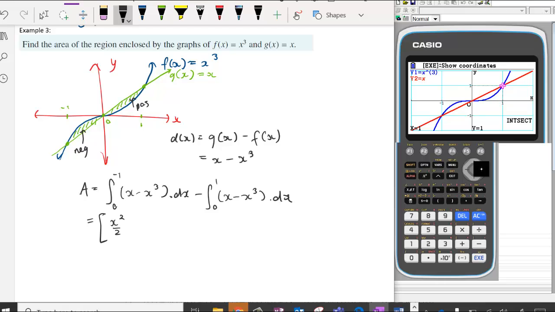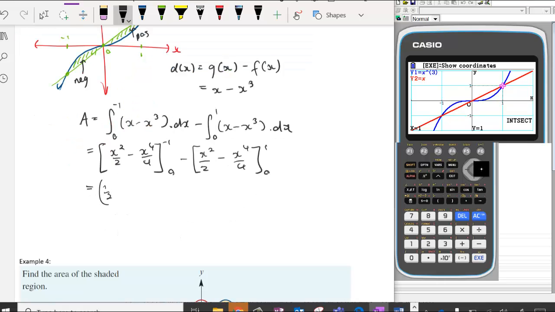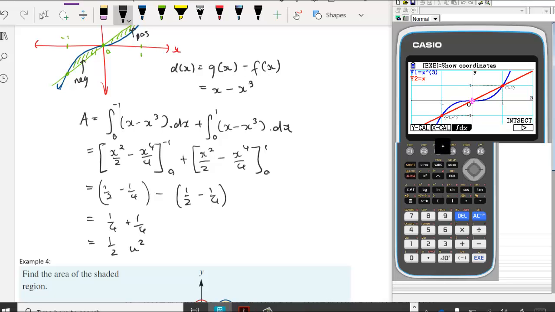So this is x squared on 2 take x to the power of 4 on 4, -1 and 0, and we're going to subtract x squared on 2 take x to the power of 4 on 4 between 1 and 0. So we have 1/2 subtract 1/4, and here we will have, realizing now that this should have been an addition the whole way through, and so that means we should have 1/2 subtract 1/4, and so we have 1/4 plus 1/4, and we end up with 1/2 units squared. Let's check this with our integral intersect calculation. So we've got our first intersect and the last. The integral is 0, but the signed area is 0.5, which is what we calculated.